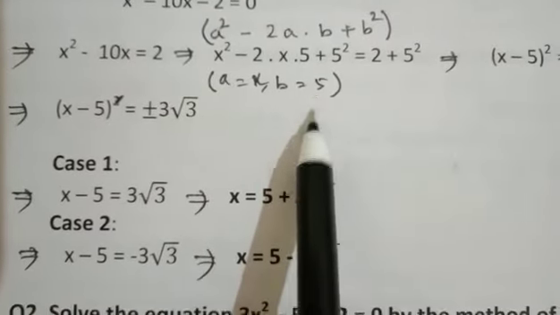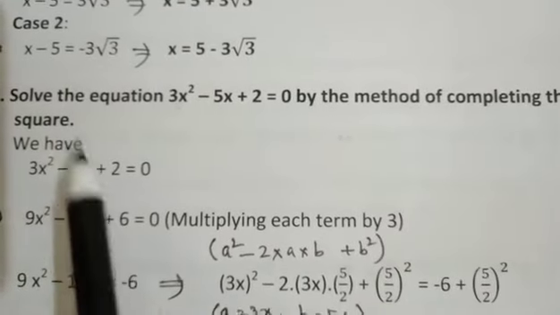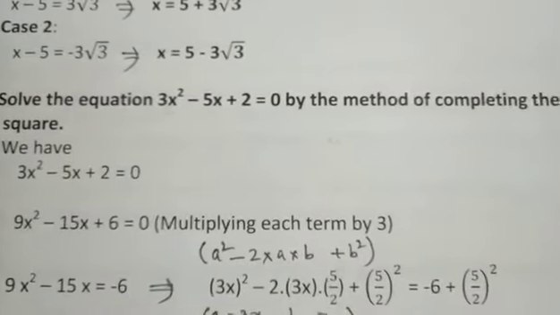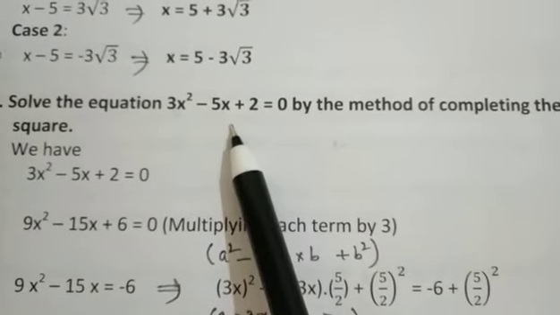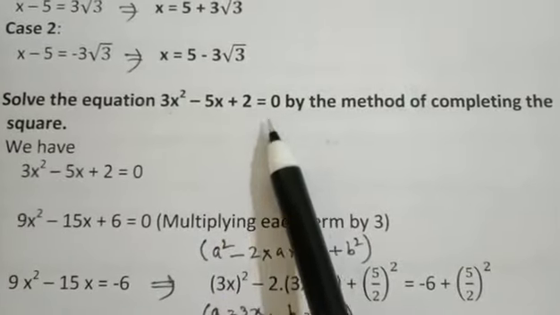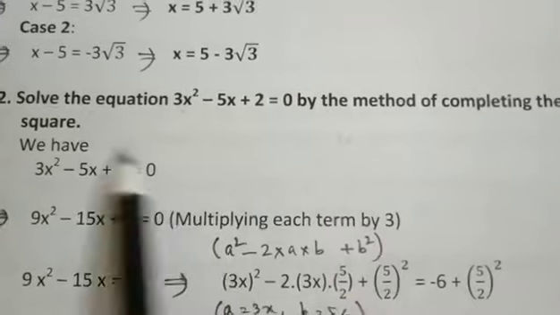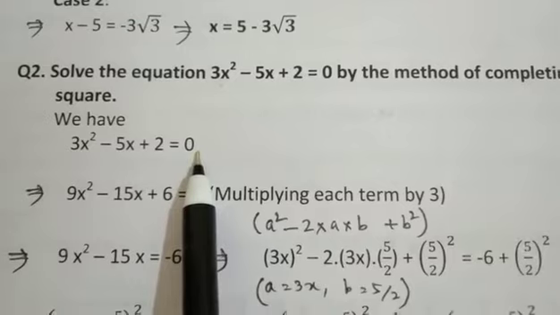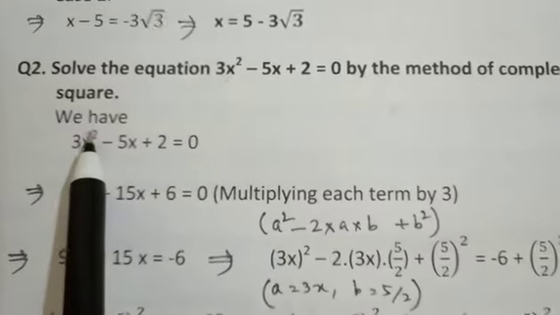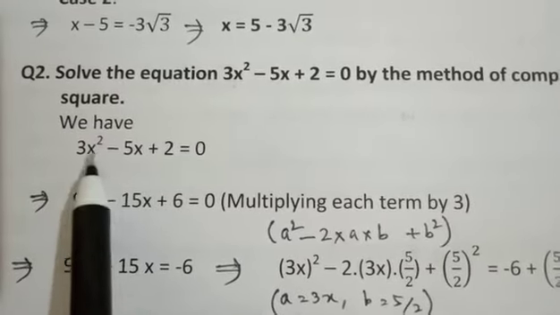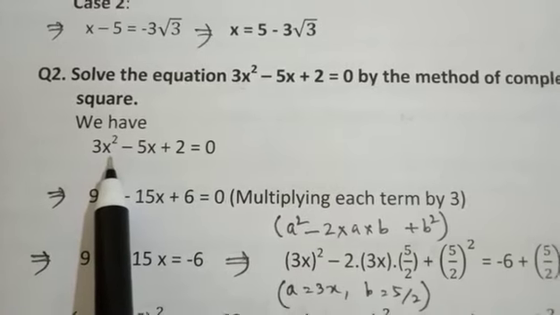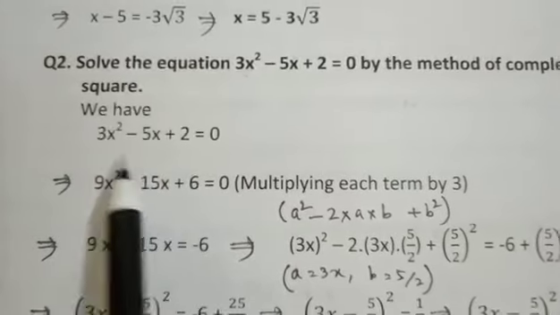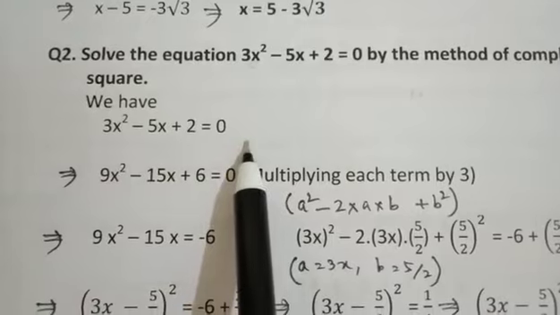I will explain this topic by one more example, so I am taking one more question. Solve the equation 3x square minus 5x plus 2 is equal to 0 by the method of completing the square. Now here, first we will write down the question in this format. Now if you look at the first term here, it is not a complete square. So what we are going to do, we will multiply the whole equation by 3.